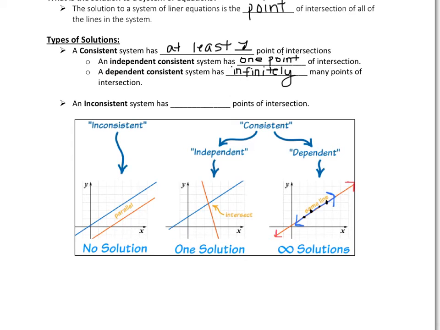All right. And now we're going to talk about a system that we call inconsistent. So a system that's inconsistent is basically when I have two parallel lines drawn on a graph. How many points of intersection do I have? You should be saying none. So the inconsistent system has no points of intersection. Okay, we're going to move on to the next page.